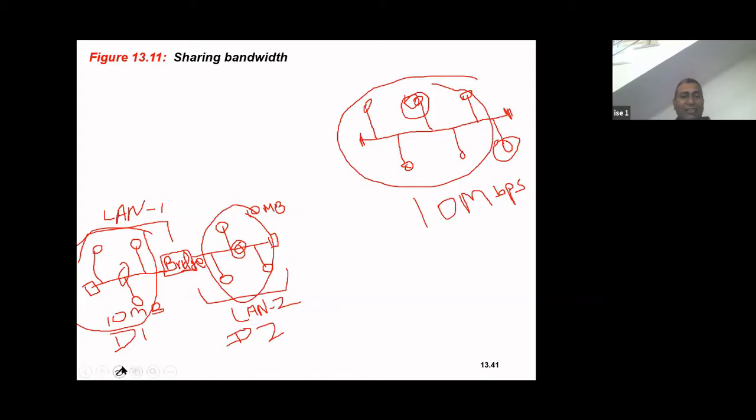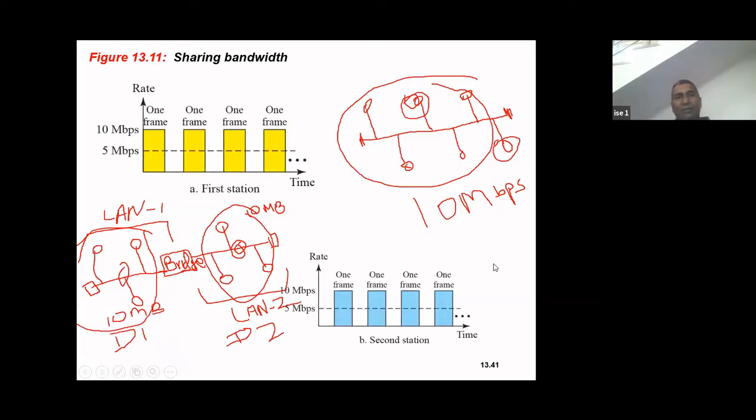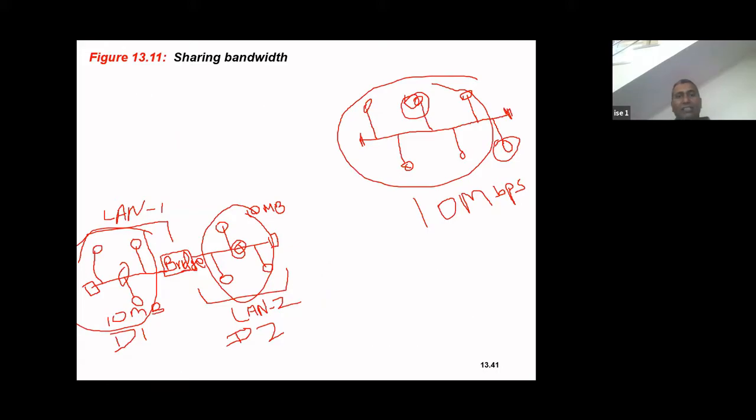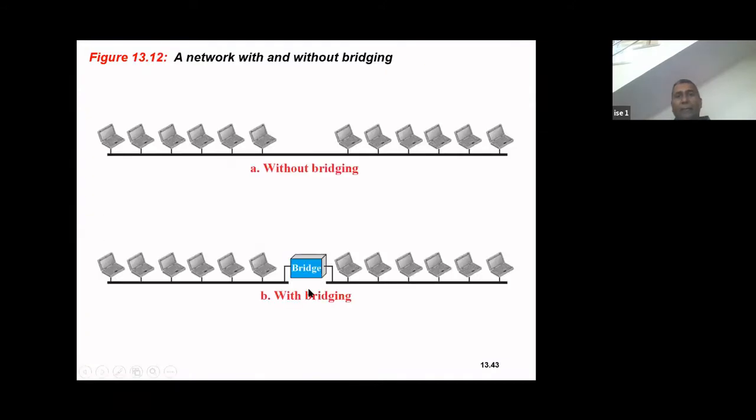This entire thing is taken as a collision domain. This particular bridged Ethernet, this is what I had explained. Now this is the diagram. That is what I was trying to explain.